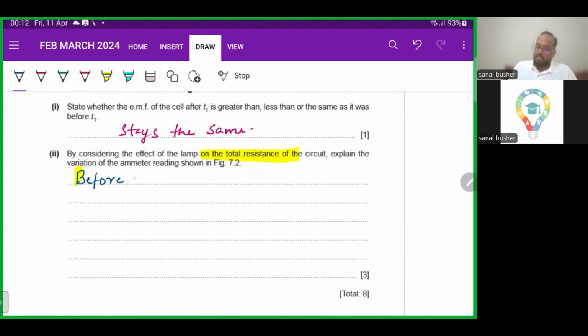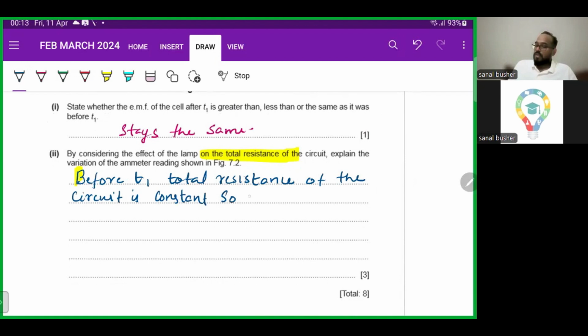Before T1, total resistance of the circuit is constant. So current is constant. So before T1 means you have mentioned the first point.